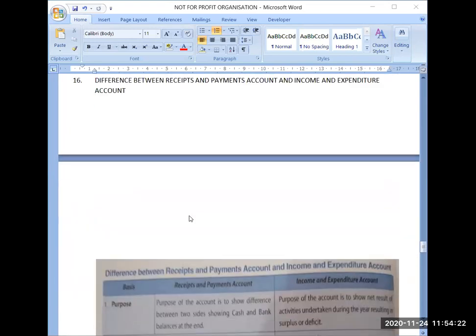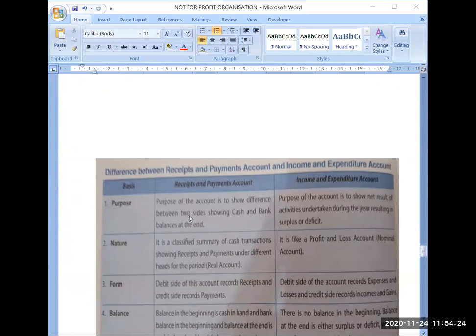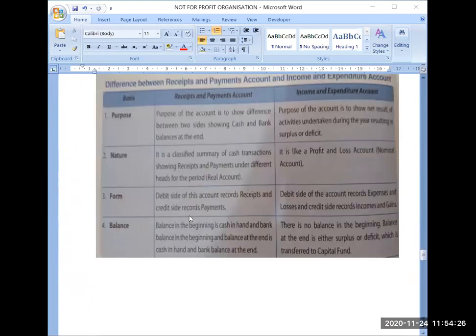Then there is a difference between receipt and payment account also. You can now yourself also write various differences between the two. Like the purpose of preparing receipt and payment account is to just show the summary of your cash and bank balances, and the purpose of preparing income and expenditure is to calculate the profit or loss, or you can say surplus or deficit. Receipt and payment account is a real account, whereas income and expenditure account is a nominal account.